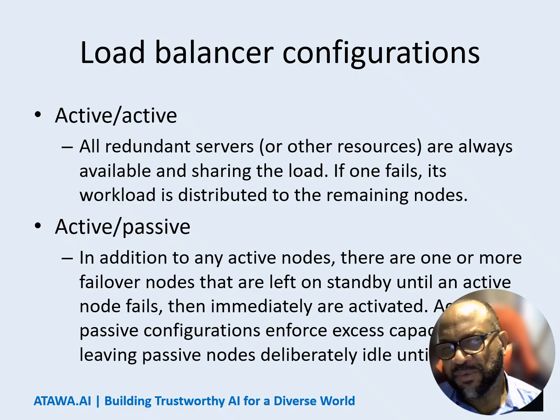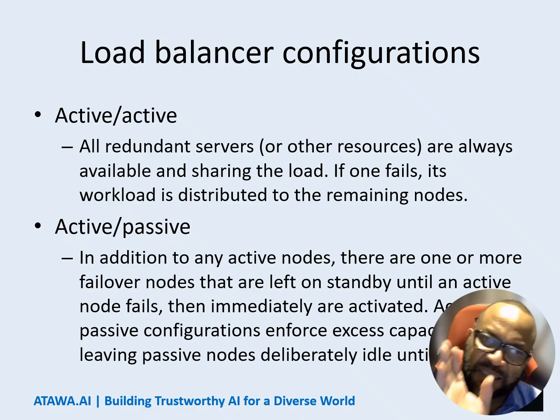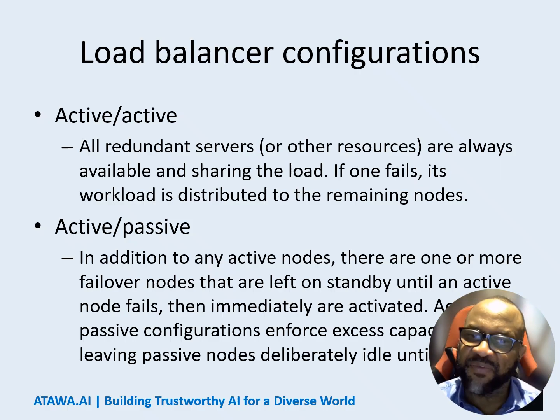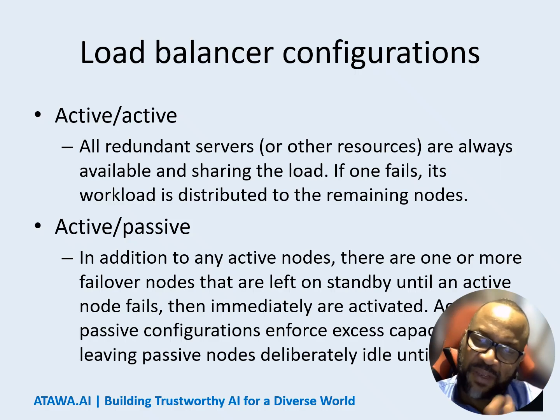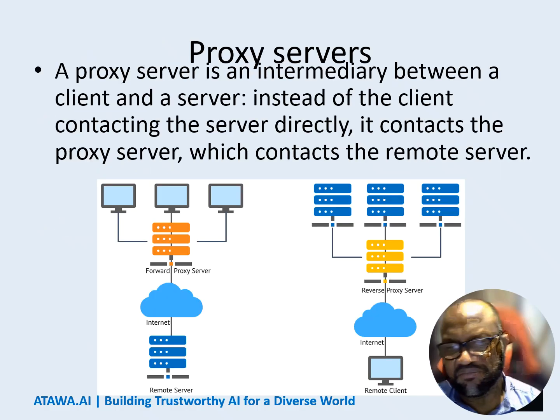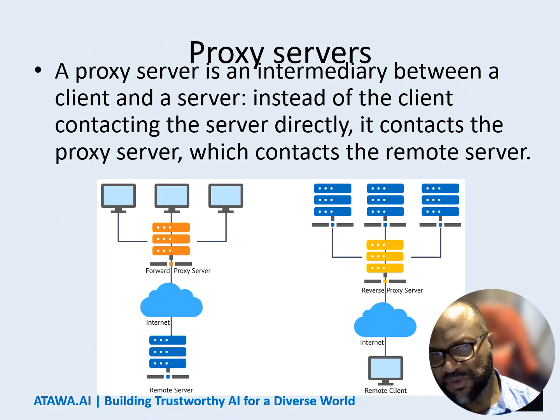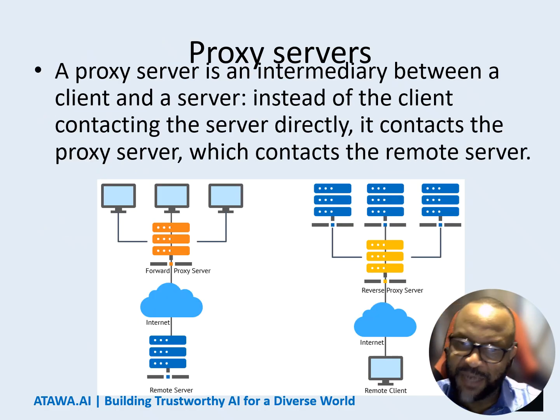The other way to set up is what's called active-passive. So in active-passive, you've got the active nodes, but you have 1 or more nodes that are not active. They are on standby. They call them failover nodes. So if one of the active ones fails, then immediately that failover one is activated. This helps in making sure you're not using all of them at the same time. That one that's idle could kick in when needed.